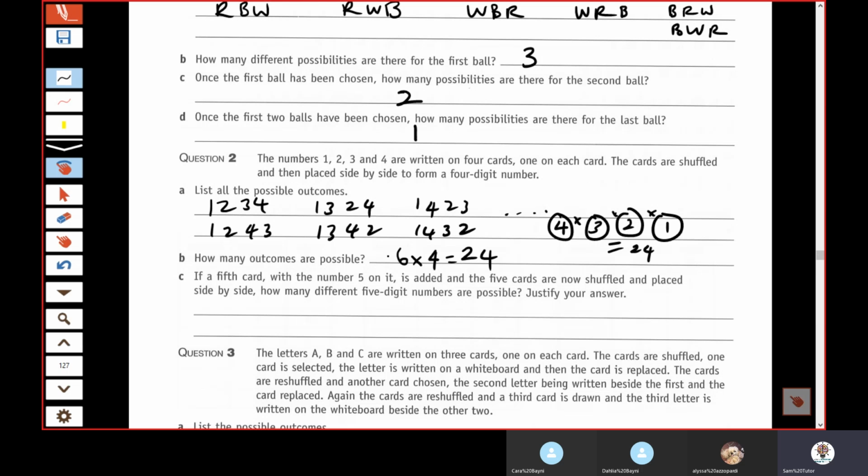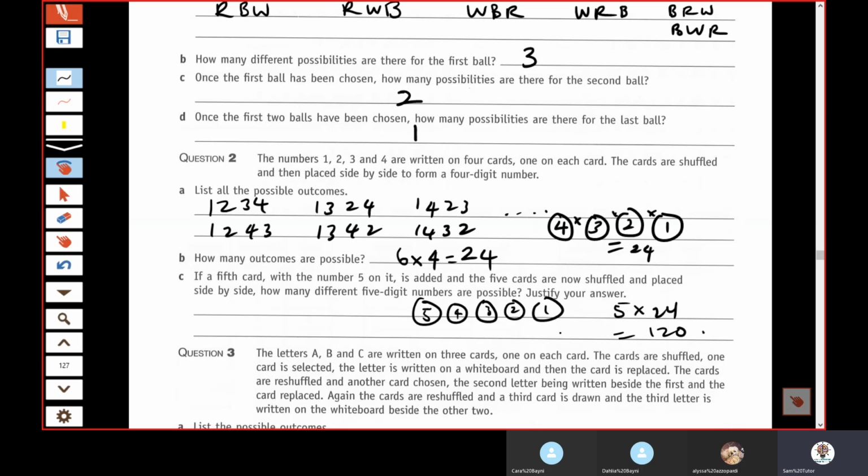So, if a 5th card with the number 5 on it is added and the 5 cards are now shuffled and placed side by side, how many different 5-digit numbers are possible? Well, I think you guys get the idea. You're just going to put a 5 in front of it, right? So it would work like this: 3, 4, 5. If there were 5 digits, how many numbers can you pick from? And once you pick that, how many numbers are left? And so on. So it'll be pretty much 5 times 4 times 3, so 5 times 24. What's that, 120?